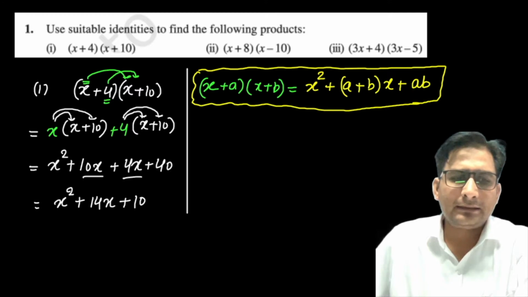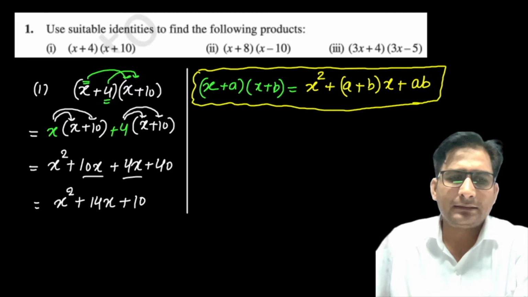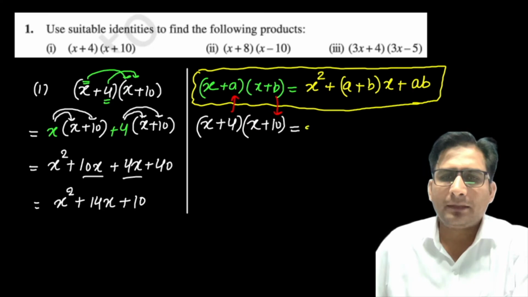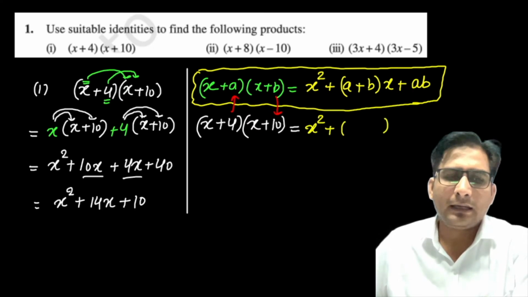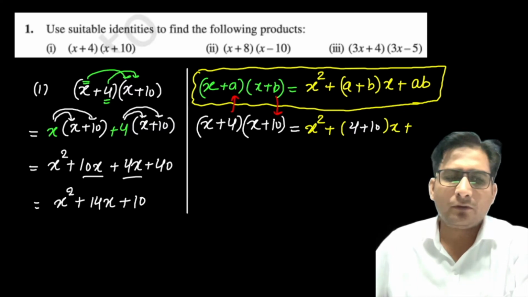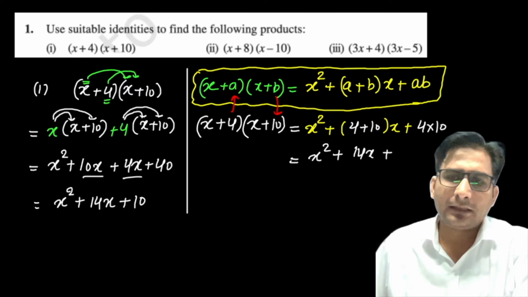So what is a in this case? If I write the expression here, x plus 4, x plus 10, we have to simplify this. If you compare it with the above identity, a is 4 in this case and b is 10 in this case. So now replace a and b with 4 and 10 on this side. So it can be done as x square plus, at the place of a we can write 4 and at the place of b we can write 10, right? Then we will get the answer here, x square plus 14x plus 40.